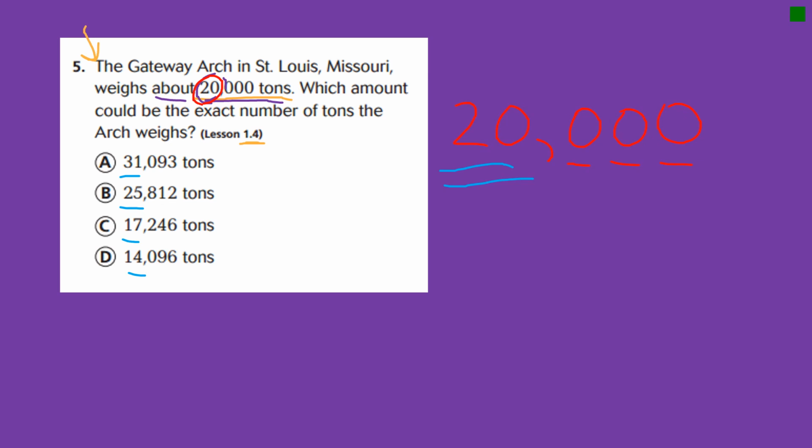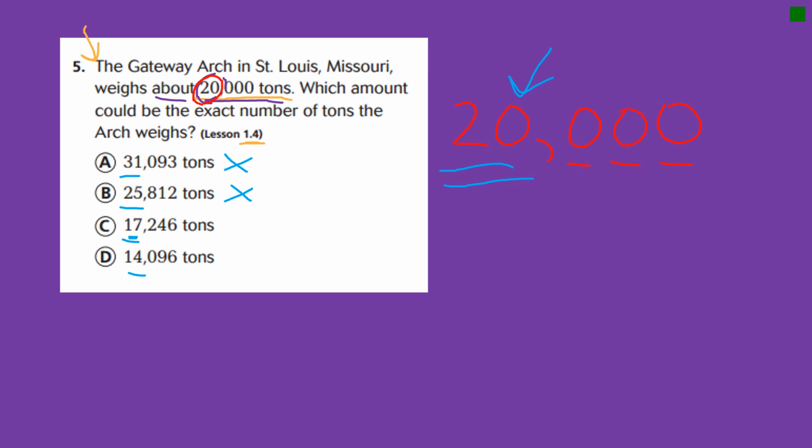31. Does that round to 20? No. Rounds to 30, right? 25. Ooh, that might be a choice. 25. Oh, wait a minute. What is that rule? If it's 5, even though it's right at the halfway point, you round to the next 10. So 25 rounds to 30, not 20. So goodbye, choice B. Okay, let's look at C.